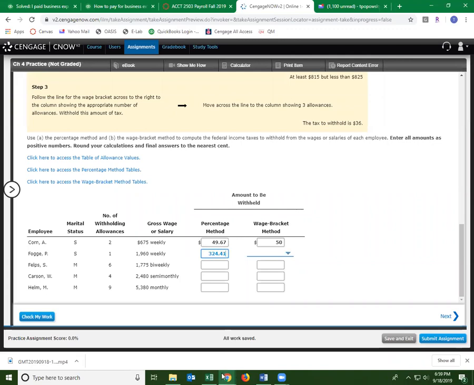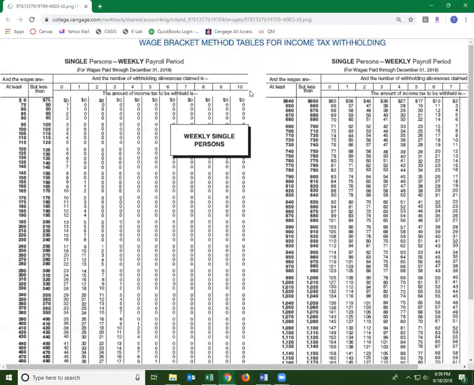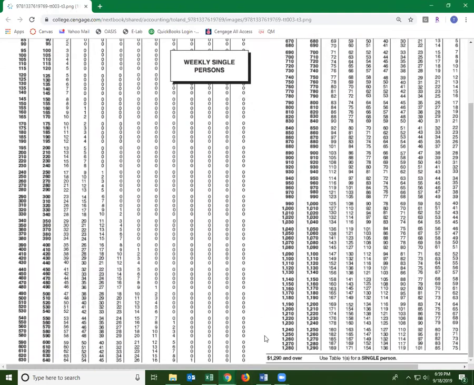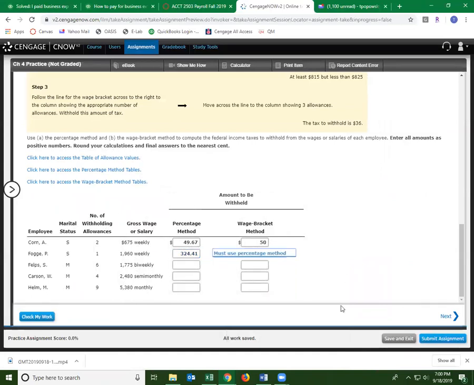324.41. Now, if you try to look this up in the wage bracket method, if you scroll down, it tells us $1,290 and over, use table 1A for a single person. Well, table 1A is the percent method. So the wage bracket method only works on wages up to $1,289. So we cannot use the wage bracket method for this individual. We must use the percent method.